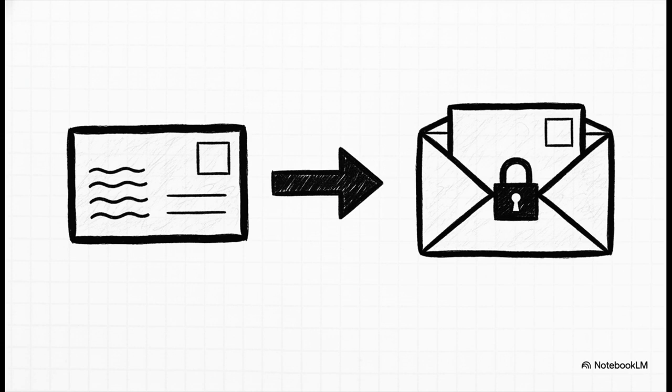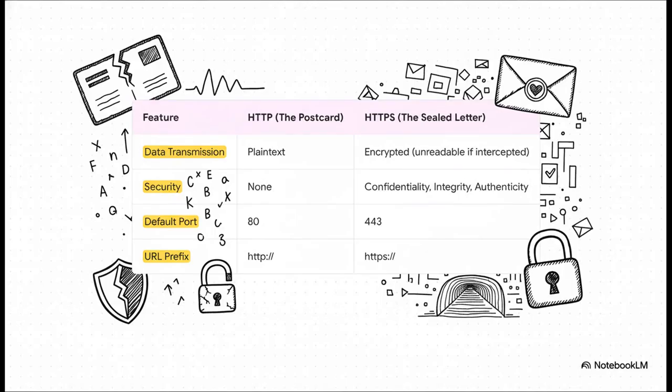So now, instead of a postcard, it's like we're taking that same message, putting it inside a locked, tamper-proof envelope before we send it. So let's put them side by side. It's really night and day. With HTTP, your data is plain text. With HTTPS, it's encrypted, basically scrambled into unreadable gibberish for anyone else. HTTP offers zero security, while HTTPS gives you 3 crucial guarantees. You get confidentiality, so no one can eavesdrop. You get integrity, so the data can't be messed with. And you get authenticity, so you know you're actually talking to the real website and not an imposter.